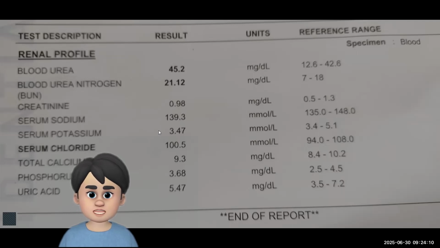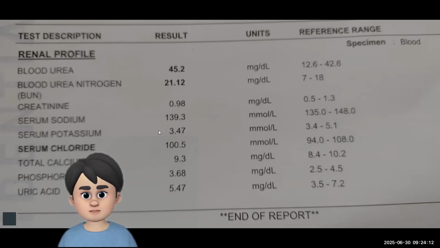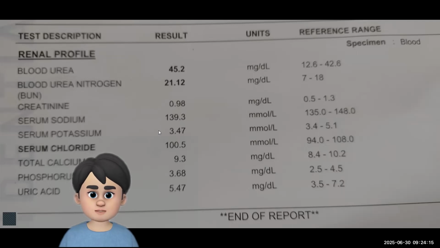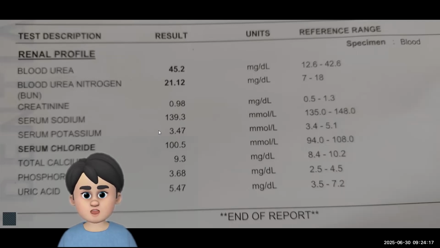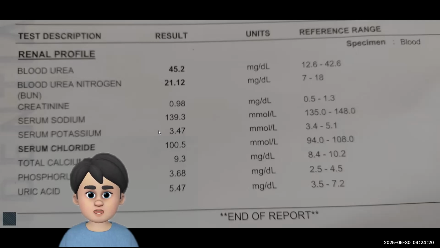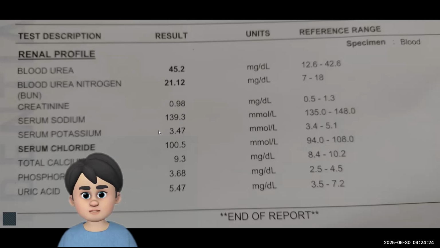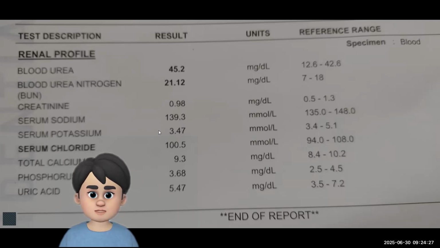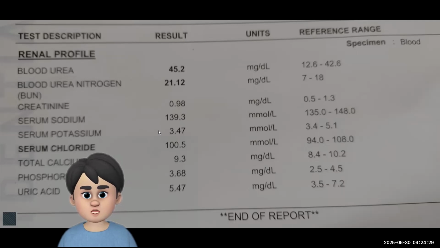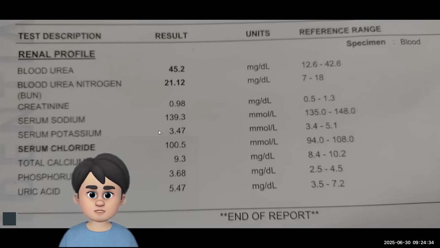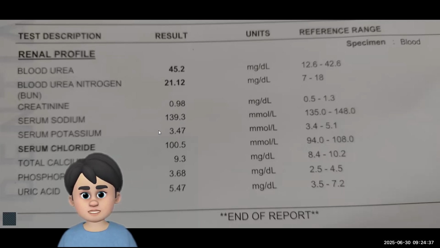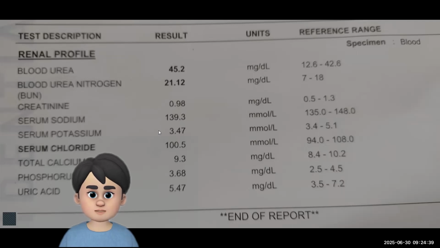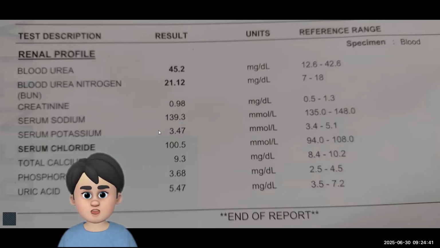If you are given excess IV saline, you may get high chloride, because saline is sodium chloride. Low chloride is called hypochloremia. The reasons are vomiting, diarrhea, burns, and metabolic alkalosis. If you have low chloride, you get muscle weakness and confusion.